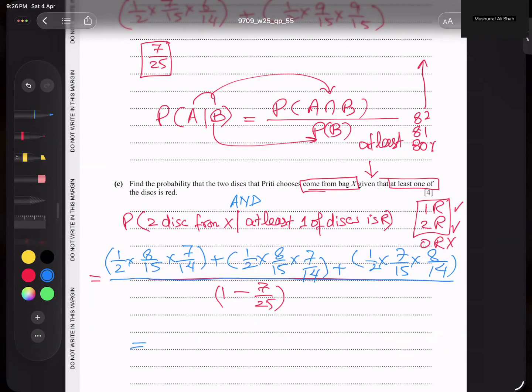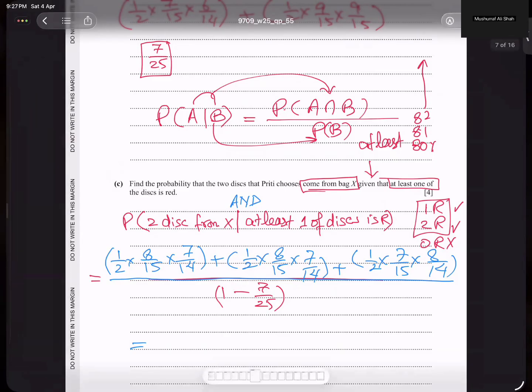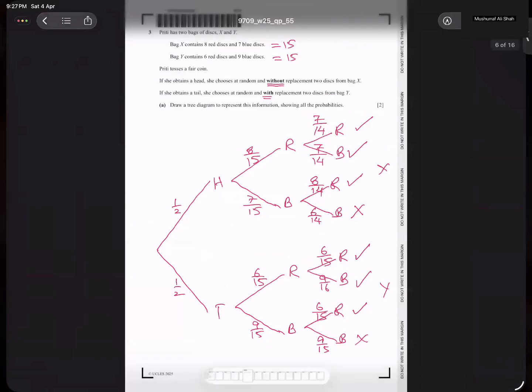Let me finalize it. Okay, now student, get the answer. Hold on, just a minute. Let me check in the calculator. Half into 8 over 15 into 7 over 14, plus half into 7 over 15 into 8 over 14. The answer is, just a minute, I'll check once again. X and 1 red and 2 red. Hold on, let me go back. Once again, I'll check it. 2 by 4, half into 8 over 15 plus half into 7 over 15 into 8 over 14.